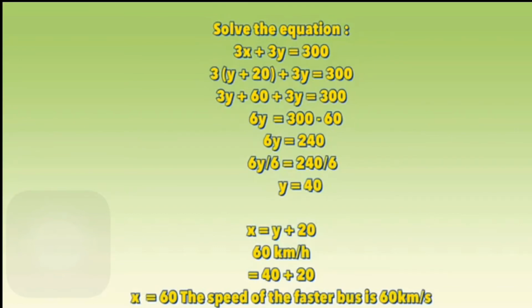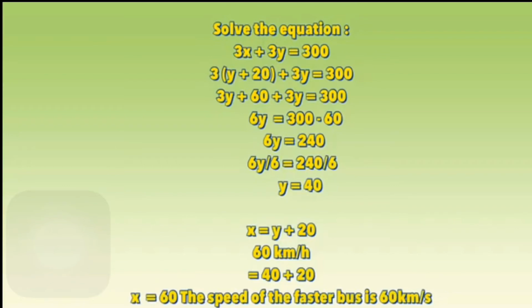Then we are going to simplify. 3 times y equals 3y. Then 3 times 20 equals 60. Then plus 3y equals 300. Then 3y plus 3y equals 6y, so 6y plus 60 equals 300.